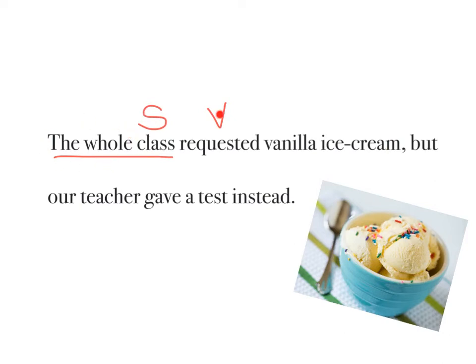And then let's look at this. We have our simple predicate, requested. Did we learn anything else about requested? What they requested? Yes, we do. Ice cream. What kind of ice cream? Vanilla ice cream. Requested vanilla ice cream is our complete predicate.